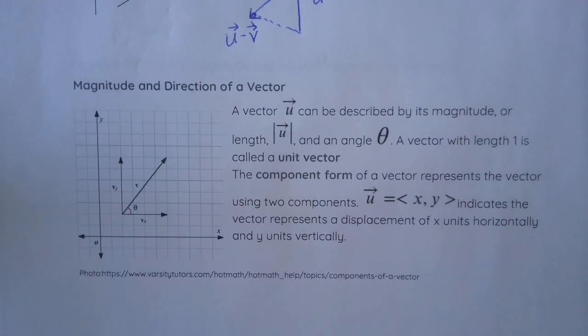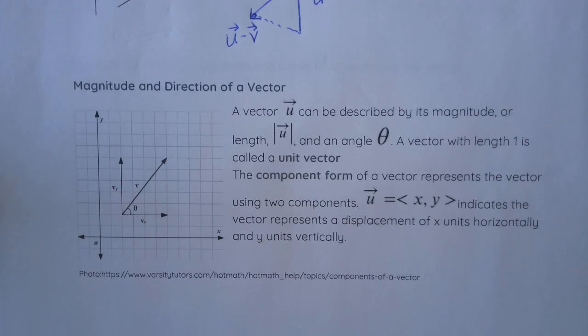A vector can be described by its magnitude or its length, the absolute value of the vector, and an angle theta. A vector with length 1 is called the unit vector. We can also write a vector in component form, which represents the vector using 2 components, the x component and the y component. This indicates the vector represents the displacement of x units horizontally and y units vertically.